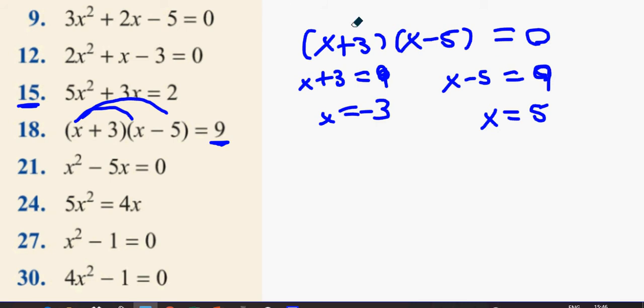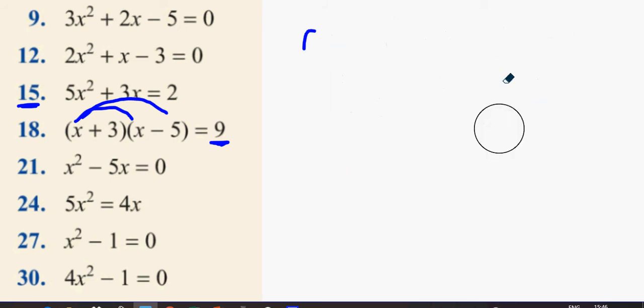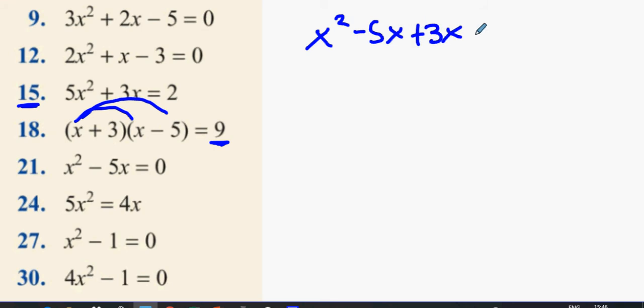Here's what you do. You multiply it back out again. So you multiply back out, you get x squared minus 5x plus 3x minus 15. The 9 is a plus 9 on the right hand side of the equals, which makes it a minus 9 on the left hand side of the equals. Now you're going to get x squared minus 2x minus 15 minus 9.